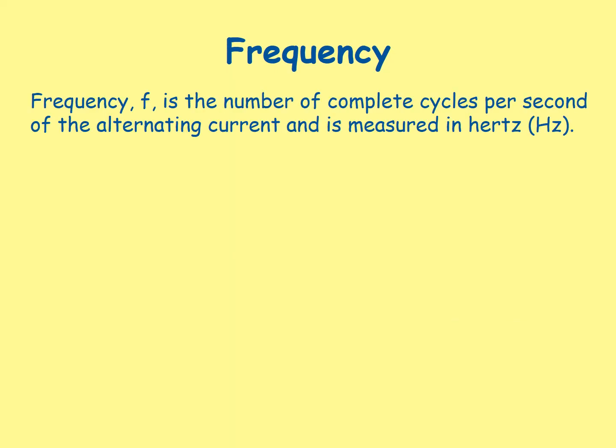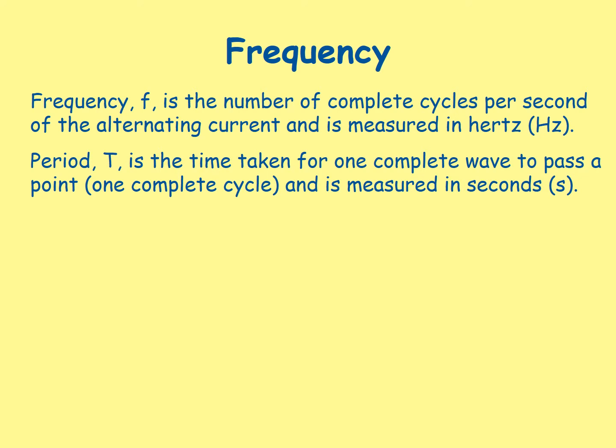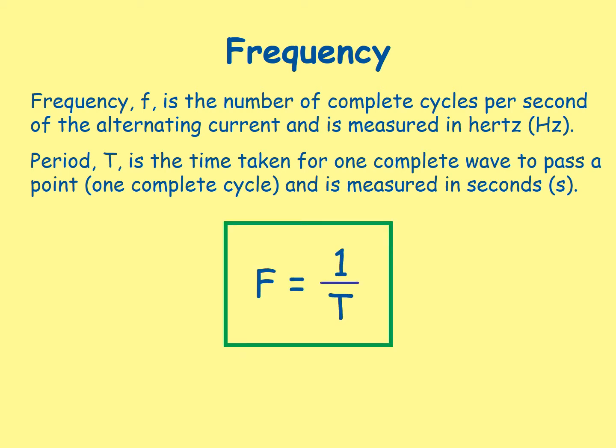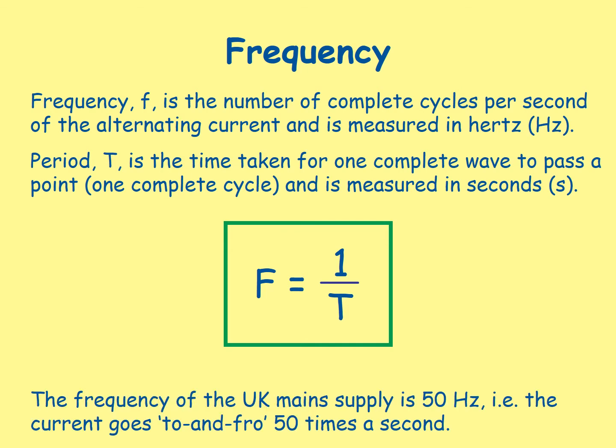Frequency. Frequency, f, is the number of complete cycles per second of the alternating current and is measured in hertz. The period, T, is the time taken for one complete wave to pass a point, so one complete cycle, and is measured in seconds. Here is the equation that we use to relate the two: f equals 1 over T. The frequency of UK mains supply is 50 Hz, so the current goes to and fro 50 times a second.